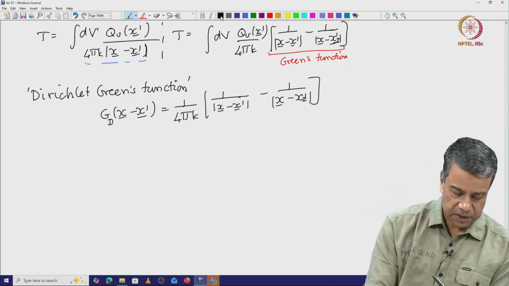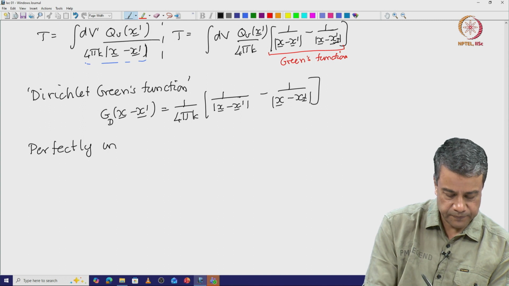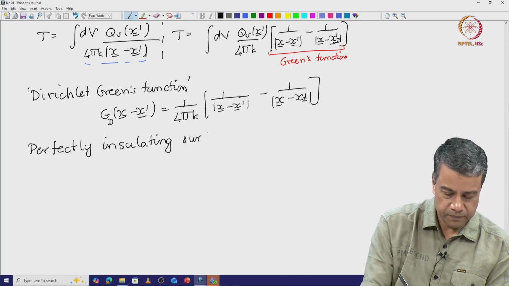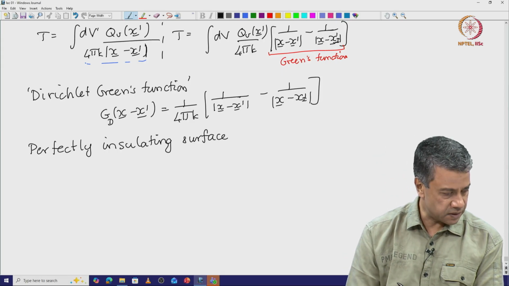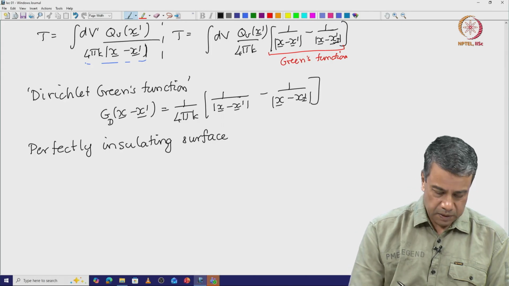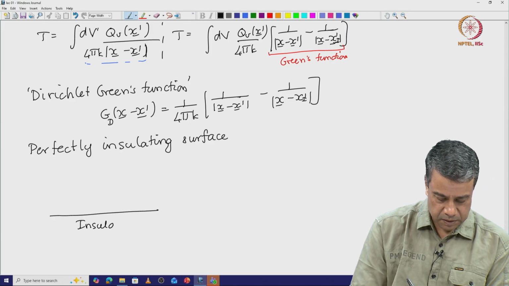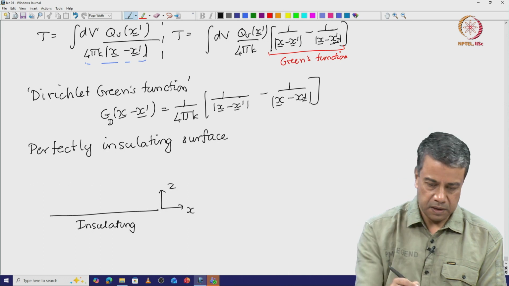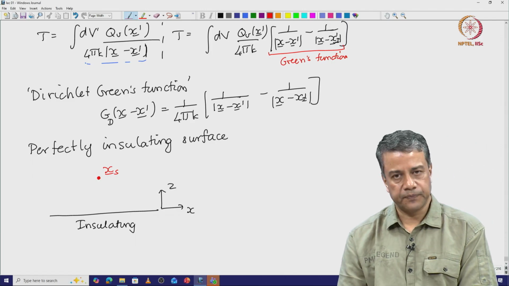What if you had a perfectly insulating surface? For an insulating surface, let us say this was insulating, this is the z axis, this is the x axis. If I have a source here at the location x source.